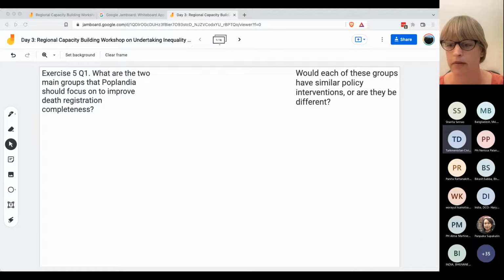Jamboard link with page number. Maybe Panita, can you put it in again? We had to start a new Jamboard, so we're just on the first slide of the Jamboard for today, because apparently you only get 20 slides and we filled them yesterday. Okay.